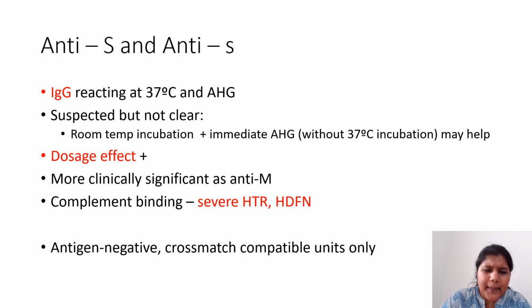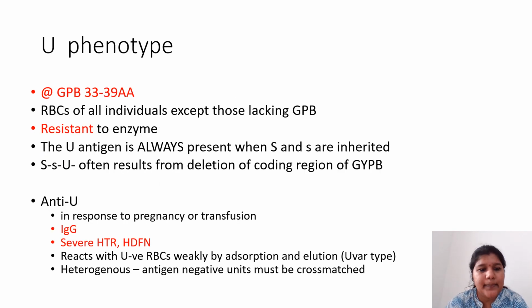If anti-capital S and small s are suspected, what we can do is incubate at room temperature and do the immediate AHG without incubation. Both also exhibit dosage effect but not as dramatic as anti-M. Both these antibodies bind to complement and thereby cause severe HTR and HDFN. So antigen negative and cross-match compatible units are important.